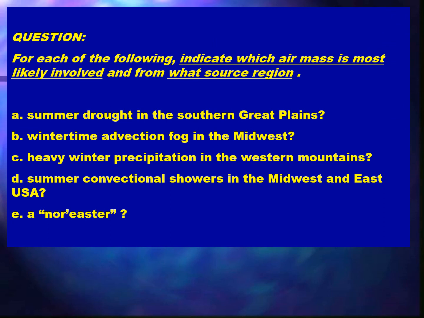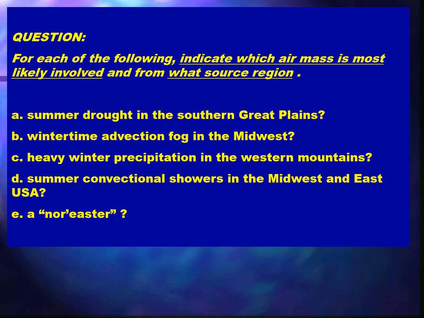Okay. Oh, yeah, we're going to go over these together. For each of the following, indicate which air mass is most likely involved and from what source region. A, summer drought in the southern Great Plains. Southern Great Plains summer drought, that's probably continental tropical. B, wintertime advection fog in the Midwest is probably going to be maritime tropical from the Gulf of Mexico, moving over the cold continent, getting chilled from below and making advection fog. C, heavy winter precipitation in the western mountains. So we're talking Cascades and Rockies.